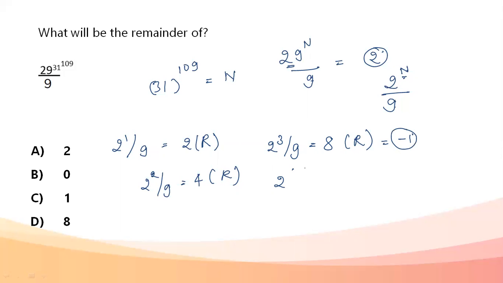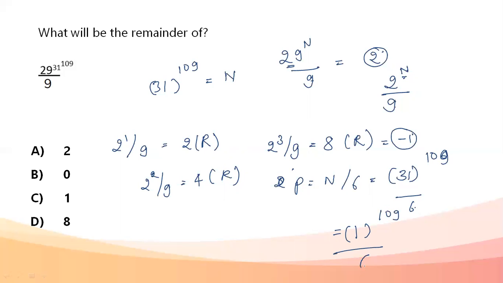Now using the 6x power cycle, we divide n. So power cycle p equals n by 6, that is 31 raised to power 109 divided by 6. This becomes 1 raised to power 109 divided by 6, because if I need the remainder, let's just consider the unit place. Even if I do 31 divided by 6, I'll get 1 as the remainder. So 1 divided by 6, again I'm going to have 1 only as the remainder.